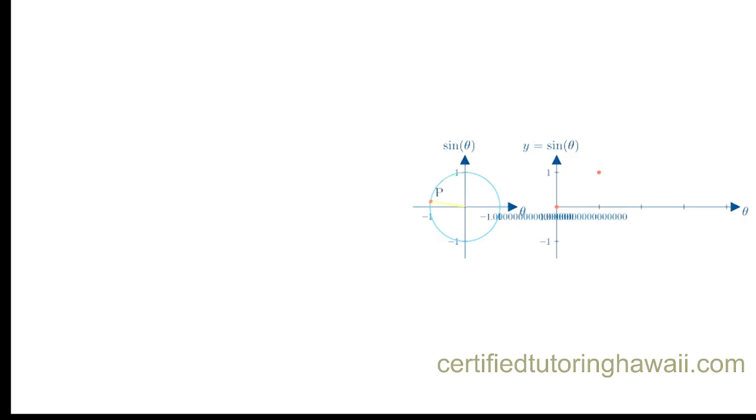Let's continue to rotate the ray towards pi radians, or 180 degrees. As we move into the second quadrant, the y-coordinate starts to decrease. By the time we reach pi, the point is on the left side of the circle at (-1, 0). The y-coordinate is back to 0, so sine of pi is 0. We plot (pi, 0).